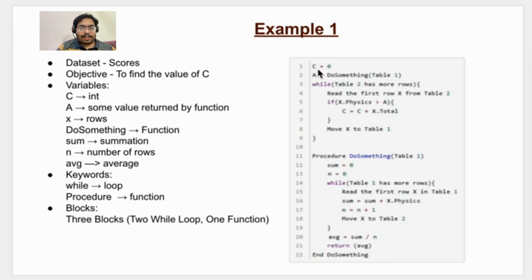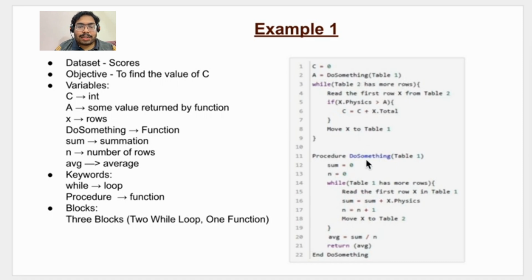What are the different variables? There is one variable here, C equal to 0, which is a kind of integer. I have written it very briefly, as a very rough sketch. You can do your own, it is not a hard and fast rule. Like a is some value returned by a function, here a equals do something of table one. So what is do something?